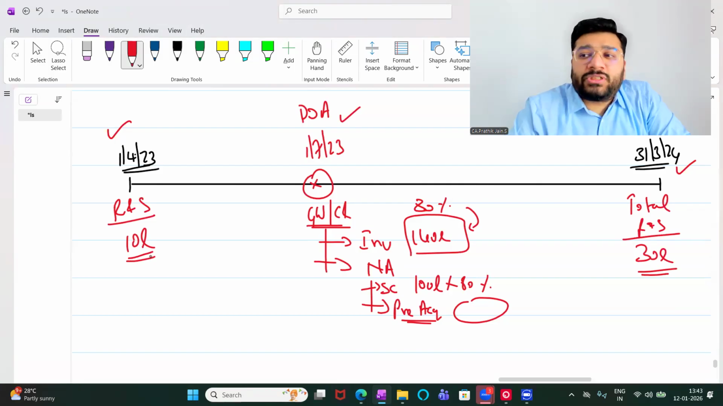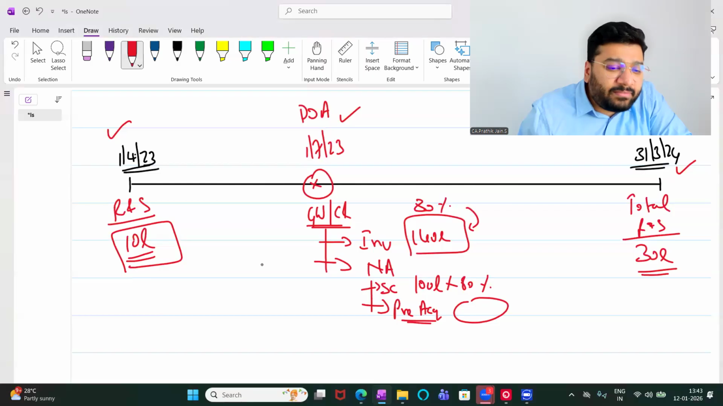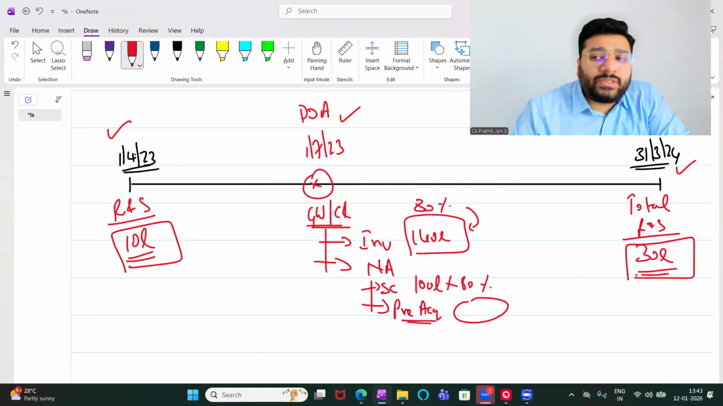My question to all of you: how much is your post-acquisition profit? Understand, this is 10 and this is 30. What is your post-acquisition profit?